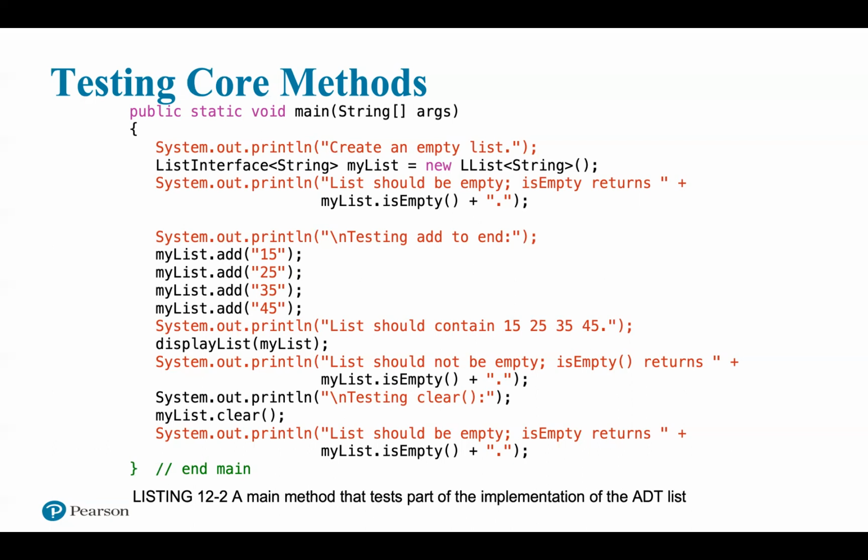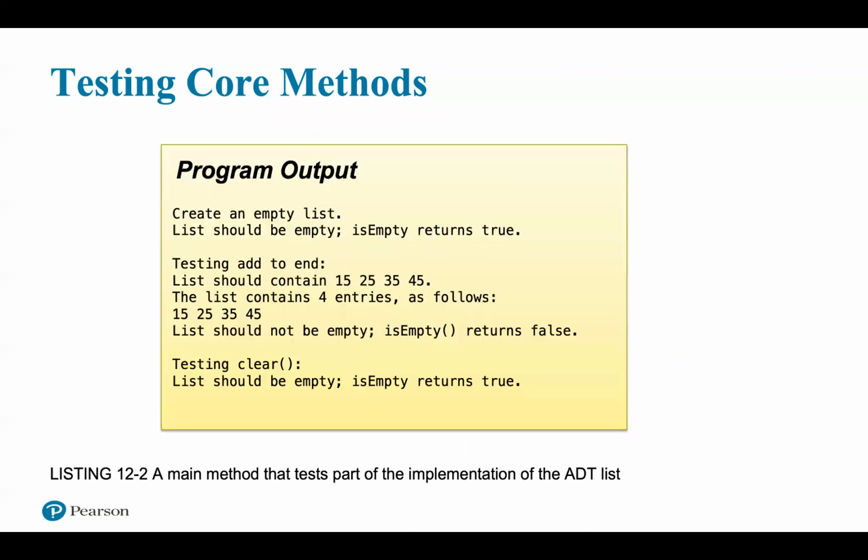Listing 12.2, as shown in the figure, contains an example of the main method that we could use for this purpose. Notice that the descriptive output makes it easier to see whether our implementation is correct. The method displayList is the same as the one that we used in the previous chapter to test the partial implementation of the class AList. You can see it in the answer to study question 4 if you'd like to see more details.